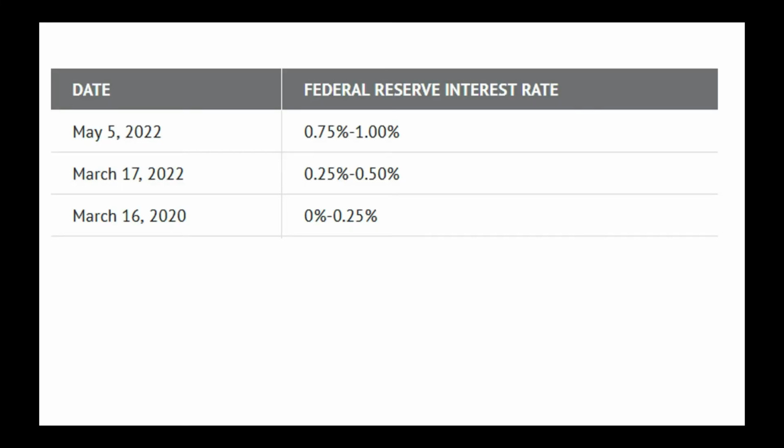So what happened? On March 16, 2020, when corona started, the Federal Reserve interest rate was between 0 and 0.25%. Today, on March 17, we had an interest rate rise from 0.25 to 0.5%. And in May, just 2 months later, we had another interest rate raise up to 1%. And this is not the end. During this year, we can see more interest rate raises, as a tool to fight against high inflation.